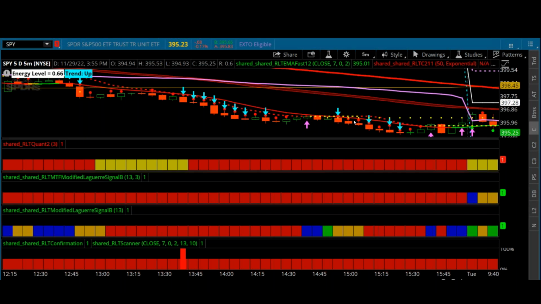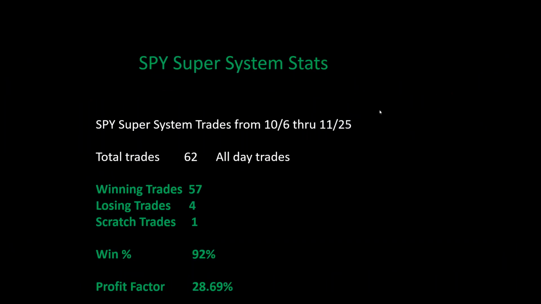But right back here, it aligns with it again. You go back to yellow, here's another pop out of the box signal, another buy right there to buy some SPY puts, for example, which is what I was using, SPY puts and SPY calls. Okay, so this is just kind of the overview of the SPY super system that I've been testing.